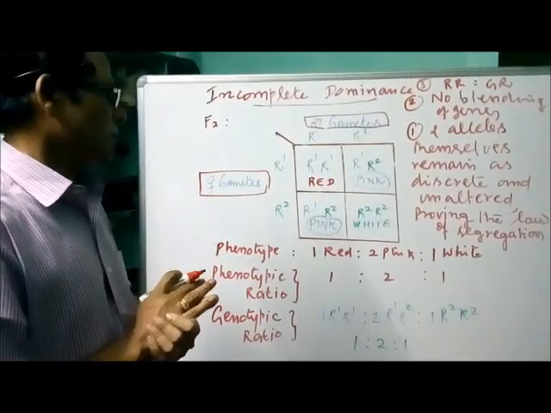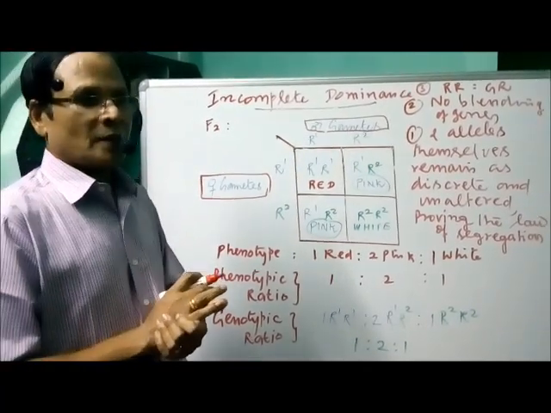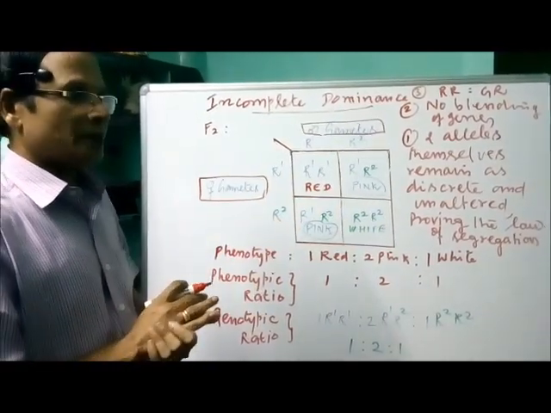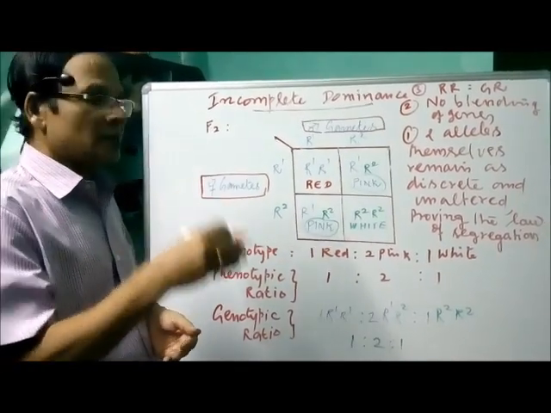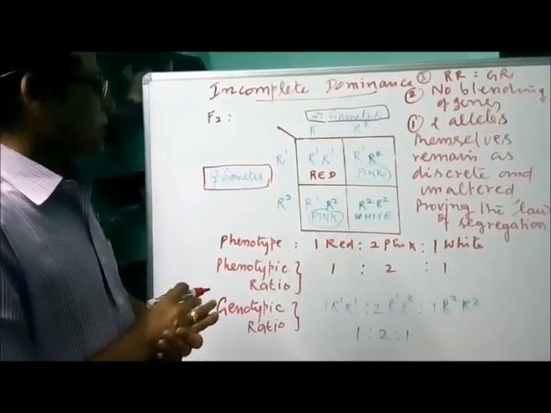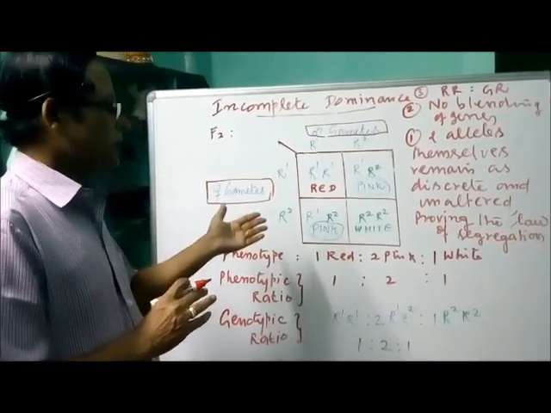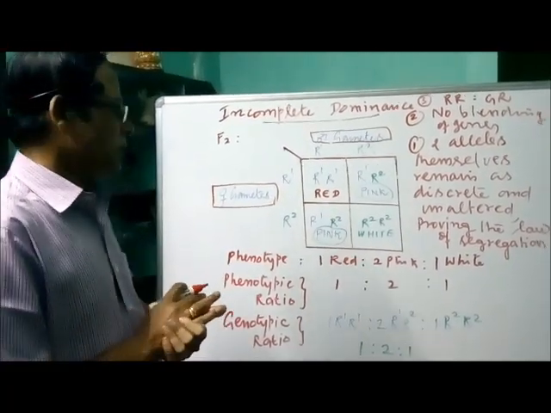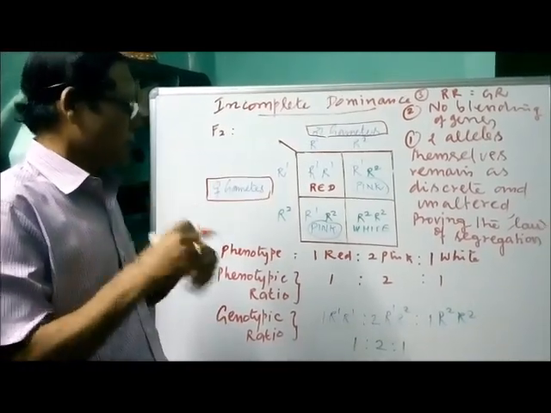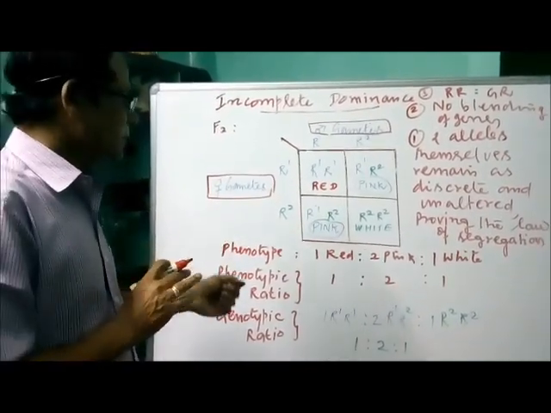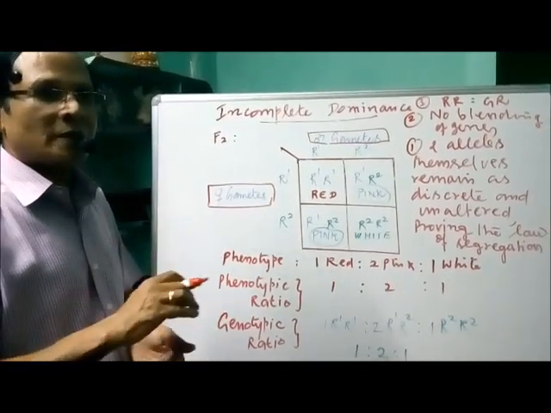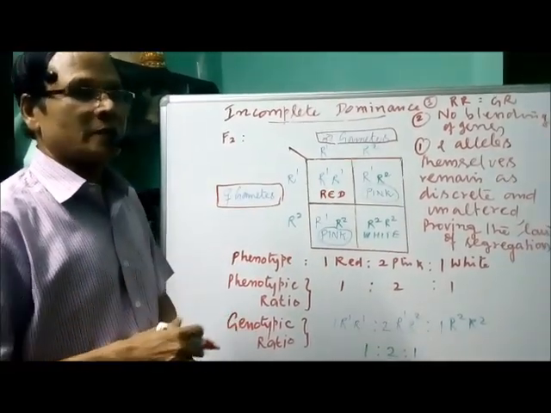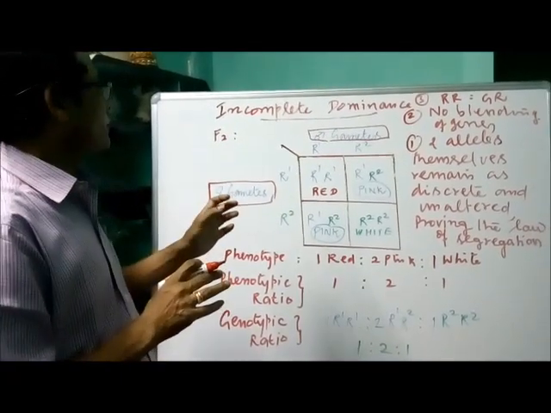Another conclusion is that this cross follows the particulate inheritance of Mendel. The particulate inheritance of Mendel occurs in this class. It also confirms the reappearance of the pure breeding parental combinations. Because of the particulate inheritance only, we have formed the two parental types once again in the F2 generation. This is confirmed. So that's about incomplete dominance.